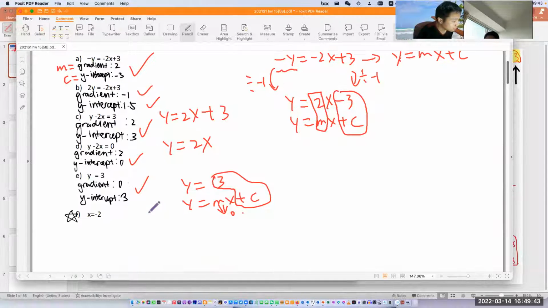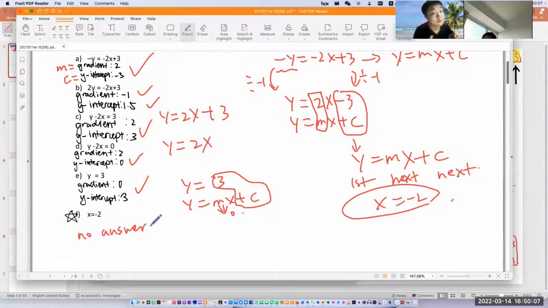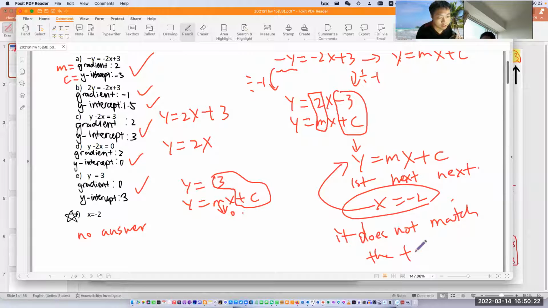All right. Then for the last one, it must have this format: y equals mx plus c. That means you need to have a y first, and then mx next, and then c next. And then you see that x is equal to -2. So no answer. Not 0, no answer. Because this x equals -2 does not match the general format.